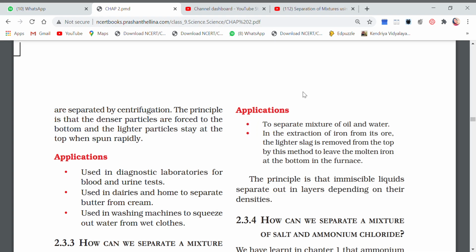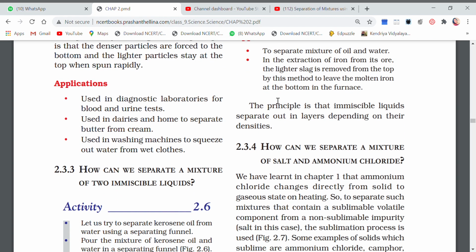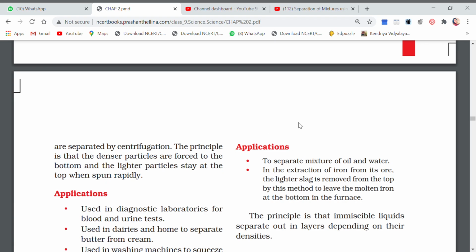So your third question here is, what are the applications, or where can the technique of separating funnel be used? Or you can also write the question, what are the various applications of separating funnel? So these 2 points are the answer. The whole paragraph is the answer.